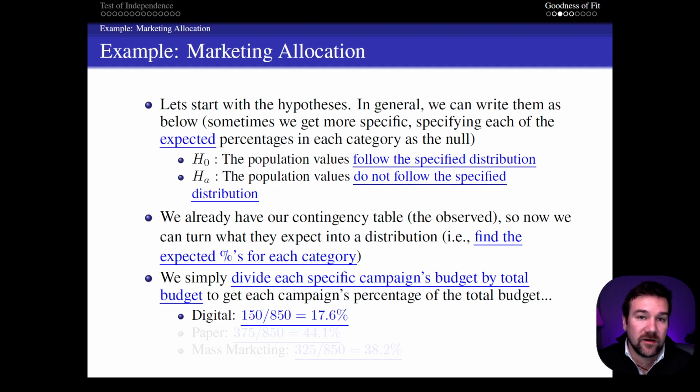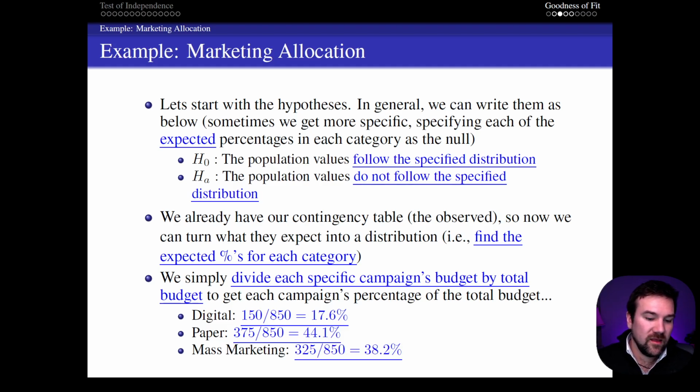So for the digital, we had $150,000. We divide that by the total budget, $850,000, and get 17.6% of the budget is going to digital. And because of this, we'd expect 17.6% of the customers to be brought in due to digital. Same thing with paper, $375,000 budget over the $850,000 total budget, and we get 44.1% of our budget is going to paper marketing. Same thing with mass marketing, and we get 38.2% of our budget is going to mass marketing. You'll note that I'm writing the percentage values, though these actual ratios come out in their decimal forms.